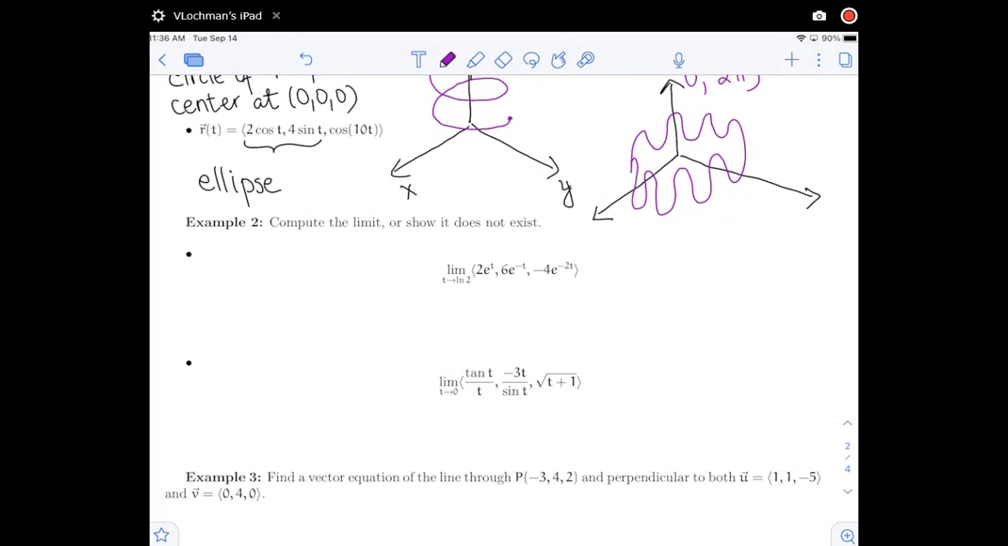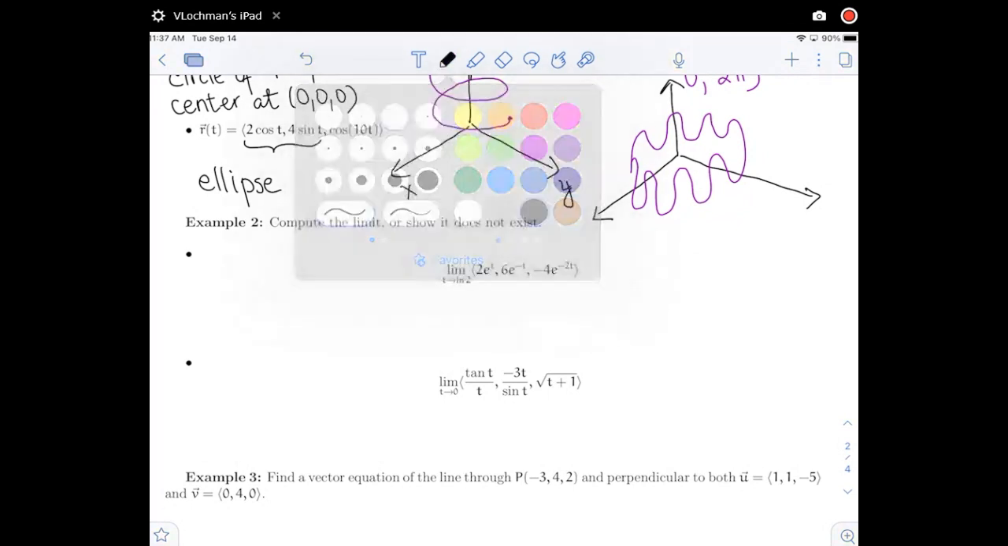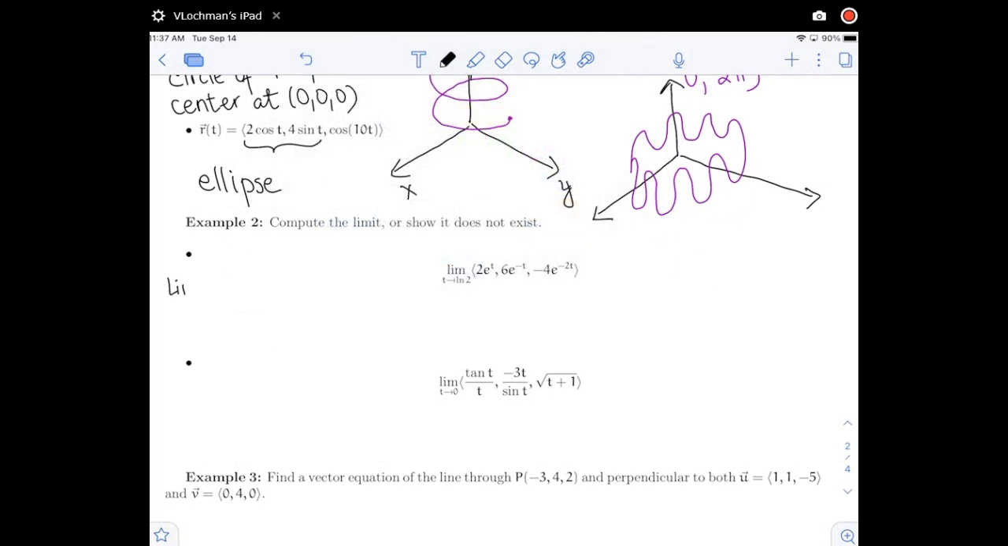The first one is the limit of the following vector valued function, 2e to the t, then 6e to the negative t, and negative 4e to the negative 2t as t goes to natural log of 2. By component, I can just find three separate limits. So carefully, let's compute these limits. As t goes to natural log of 2, we have 2e to the natural log of 2, right? That's 2 times 2, which is 4. So the limit for the first component is 4.